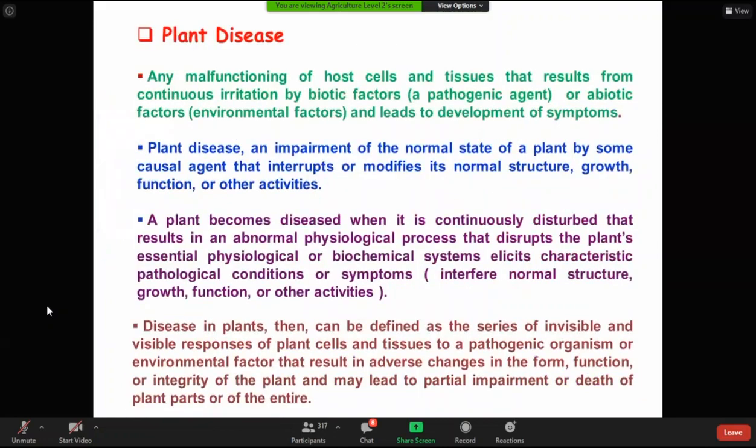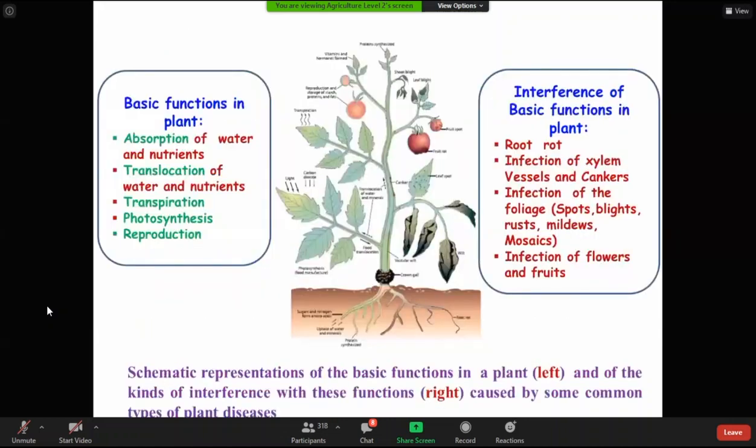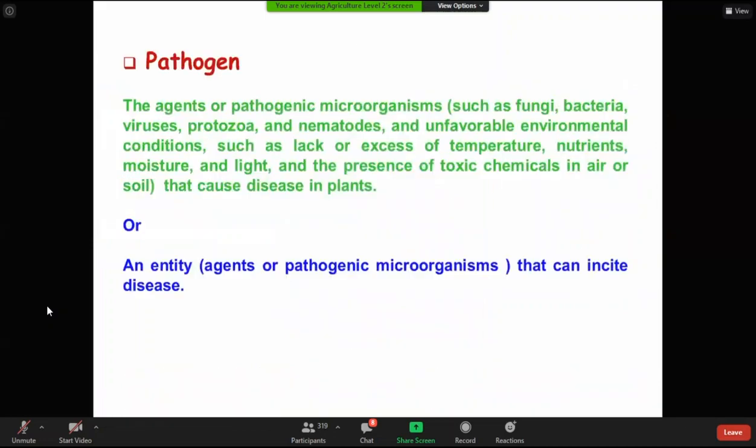That's why we are saying here: any malfunctioning of host cells and tissues that results from continuous irritation by a biotic factor or abiotic factor leads to the development of symptoms. Symptoms here means rotten, canker, even spots, blights, rust, mildews, mosaic; all these are symptoms. And these symptoms basically affect the plants by altering the absorption, translocation, transpiration, photosynthesis, and reproduction. That is all what we are basically looking for.